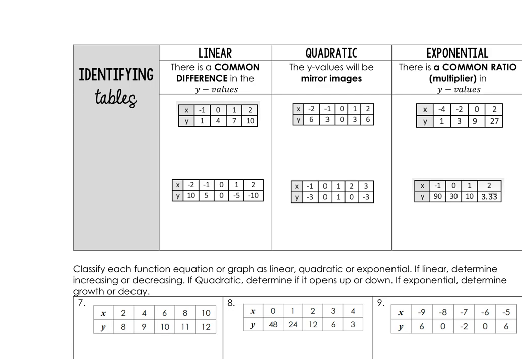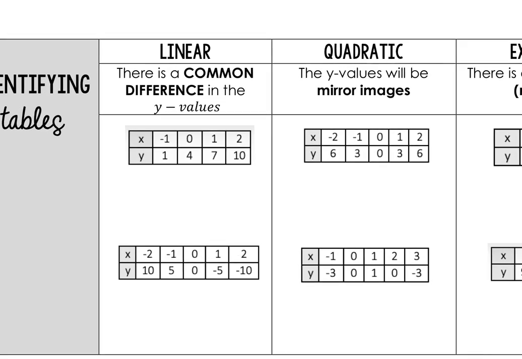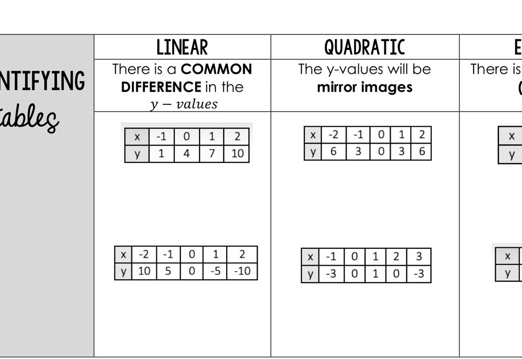Okay, so if we look at this first table, if we are looking at the y values, these y values are going from 1 to 4, 4 to 7, 7 to 10. So what's happening as the x values increase, we're going plus 3, plus 3, plus 3. So since we have that common difference of plus 3, this table would be a linear table. And because it's going up, we know that this line would be increasing.